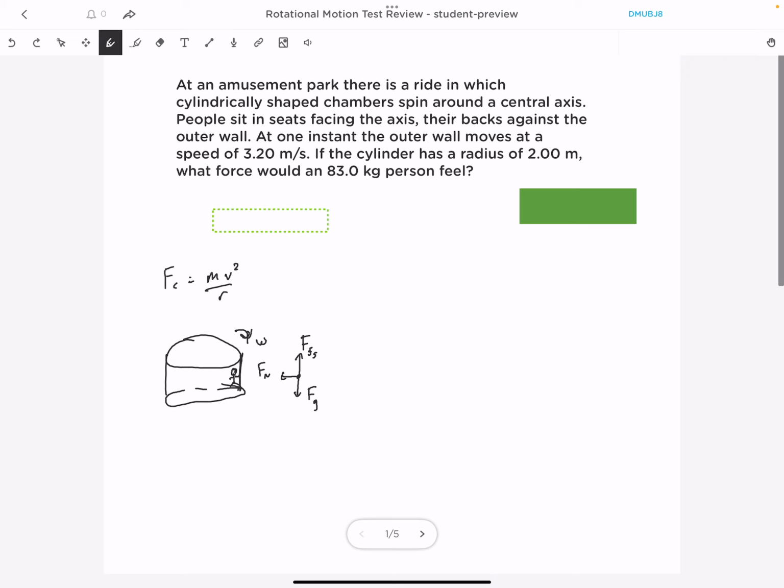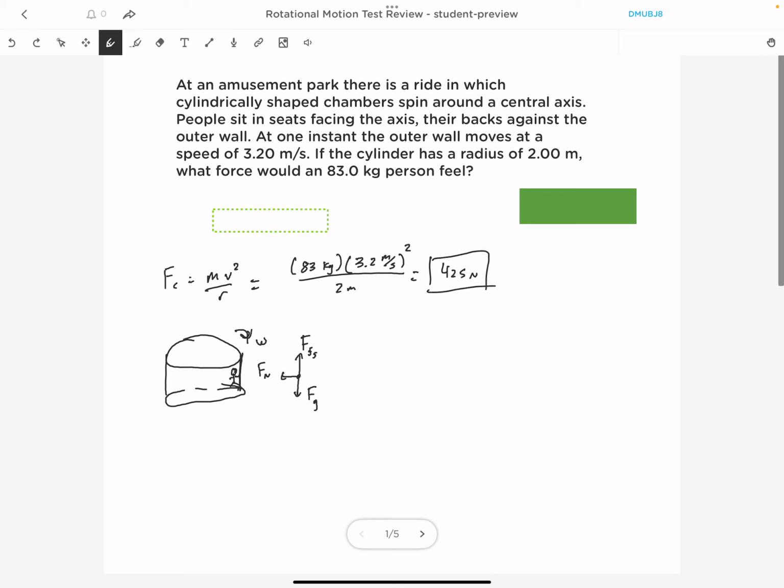And as long as the wheel is rotating fast enough, the static frictional force is going to hold up their weight. Now for this problem, all we need to do is just plug and chug, because we have the mass of the individual, the speed, and the radius. So here we have 83 kilograms. V is 3.2 meters per second, and we have to square it, and the radius is 2 meters. If you plug all that into your calculator, what you should get is about 425 newtons.